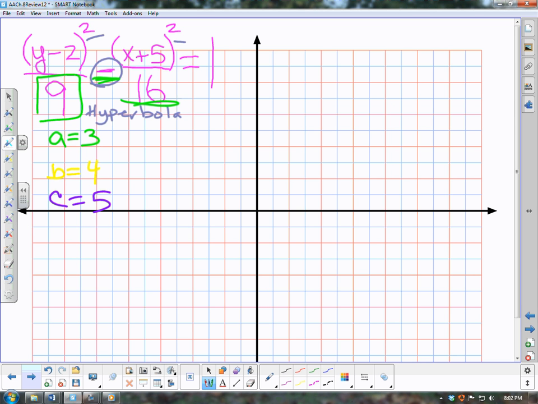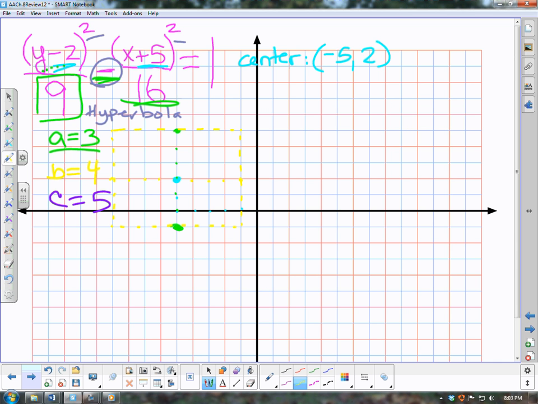And then we have a center that is located at negative 5, 2. Opposite of this for x, opposite of that for y. So 1, 2, 3, 4, 5, 1, 2. Center is there. a is 3, and it's underneath y, so therefore 1, 2, 3 up, and 1, 2, 3 down. b is 4, so 1, 2, 3, 4 that way, and 1, 2, 3, 4 that way would help us get this square, actually a rectangle.